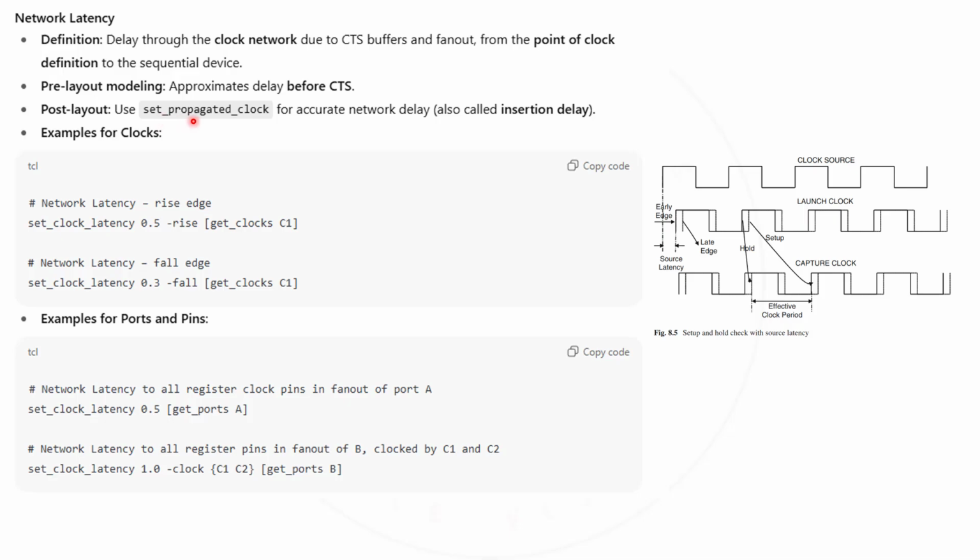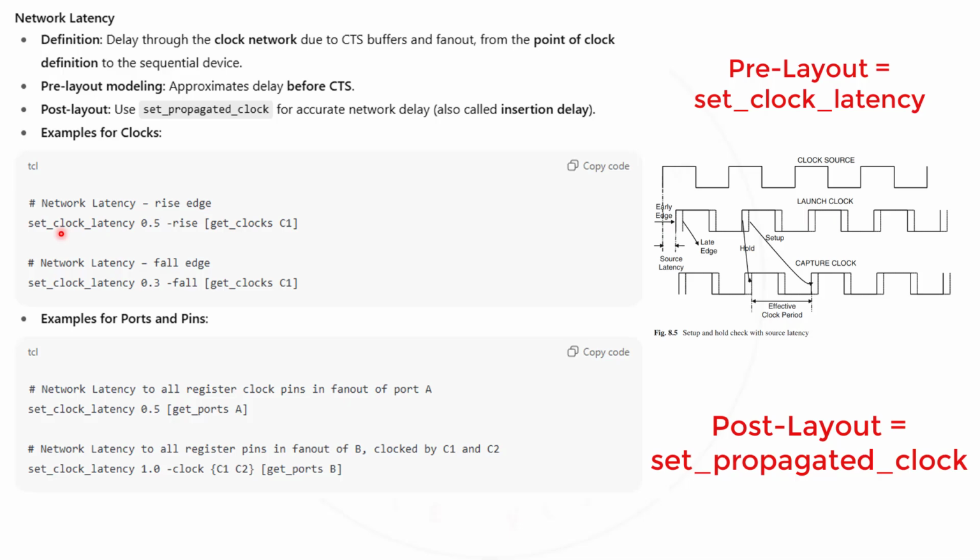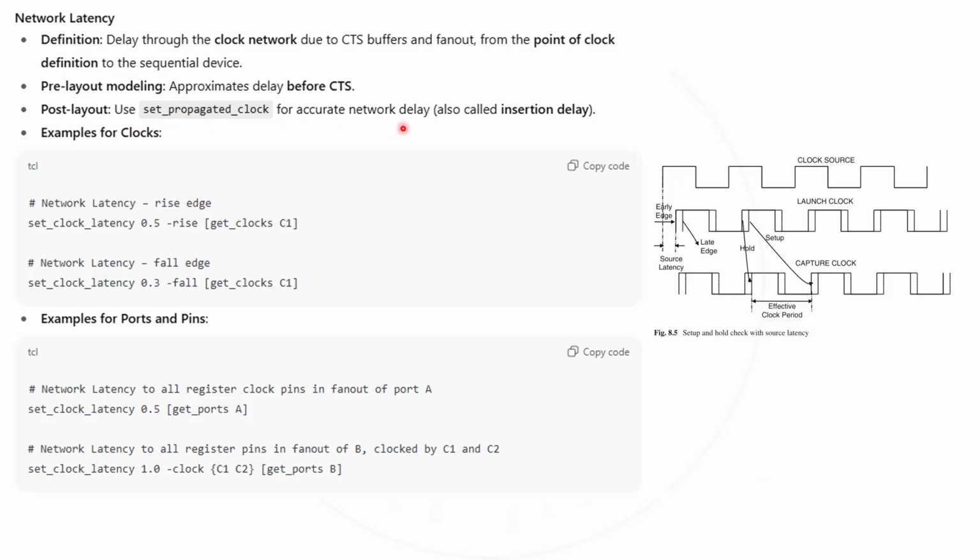So post layout you have to use set_propagated_clock. If it is pre-layout you have to go for the set_clock_latency SDC constraint. So simply remember 2 points: use set_clock_latency if it is pre-layout, whereas for post layout we get the accurate values, so go for set_propagated_clock. Use set_propagated_clock for accurate network delays, which is also called insertion delay. And these are the examples. set_clock_latency with this value for rise, applied to get_clocks C1, whereas set_clock_latency 0.3 for fall for get_clocks C1. So this is the example with respect to clocks.